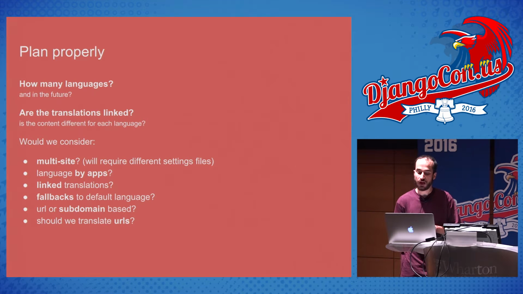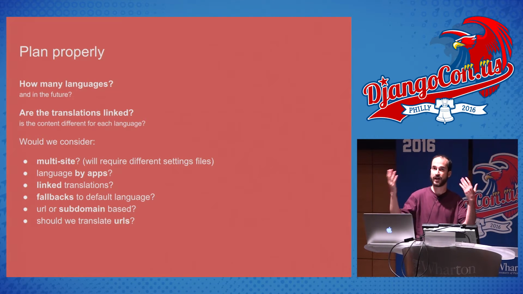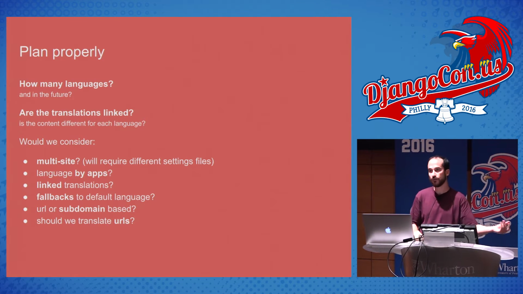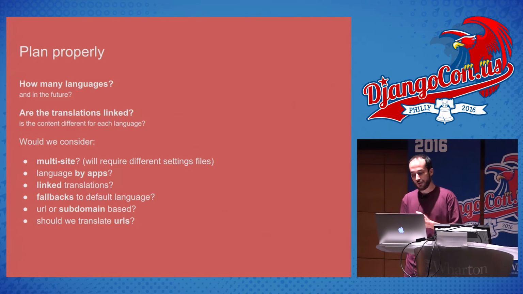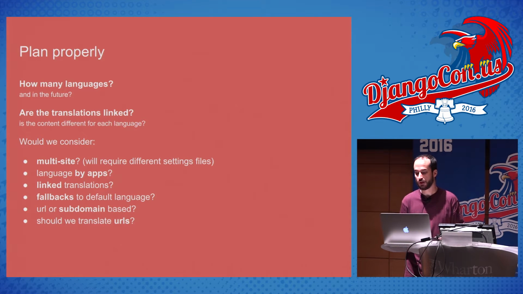Regarding the content, are the translations going to be linked? That means they are going to translate side by side, or they are going to be totally separated. That means we are going to have the same model, but they can create, for example, a Persian article or an English article. So the answer to these questions determines the good approach that we need to choose for the site.